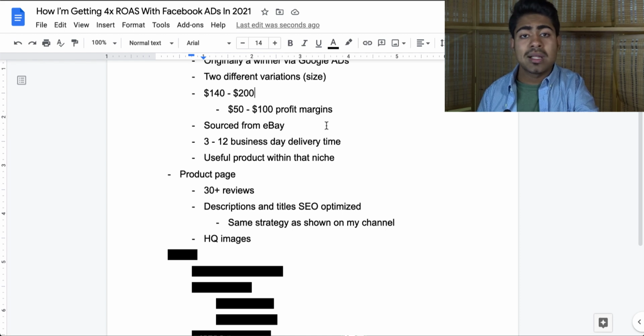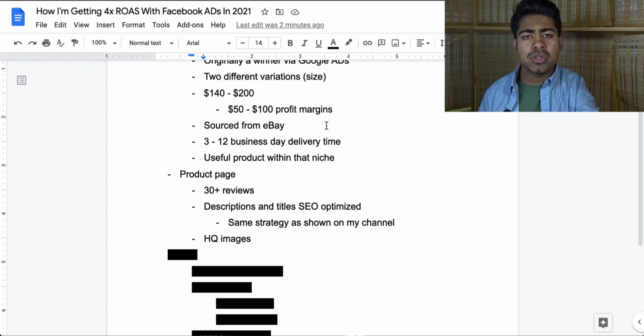But in addition, the descriptions and titles for this product were heavily search engine optimized, simply because I was selling this product on Google. But I definitely think that aspect helped with getting sales on Facebook at a cheaper rate, simply because my product page was very properly optimized with a very good description. It had images and so forth. And it's basically the same strategy which I show on my channel, which you guys can again check out.